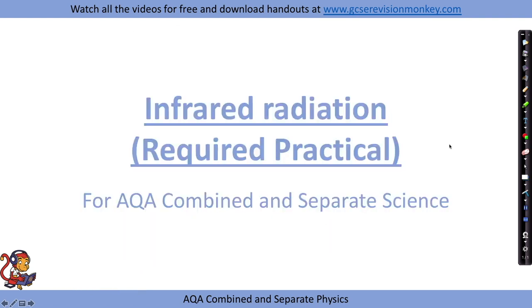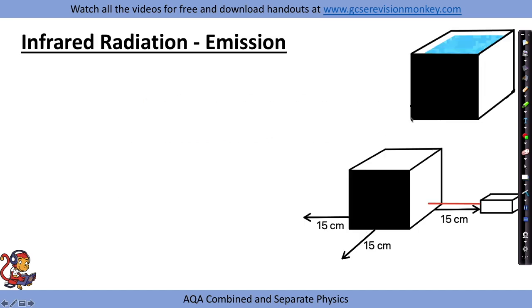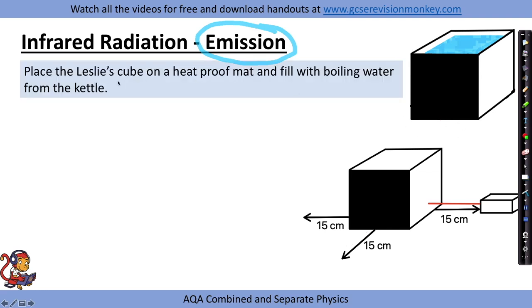Infrared radiation required practical. There are 2 practicals that we could look at for infrared radiation. The first one is to do with emitting infrared radiation, and the second one is to do with absorbing infrared radiation. So in this first practical, we'd place a Leslie's cube on a heat-proof mat and fill it with boiling water from the kettle.